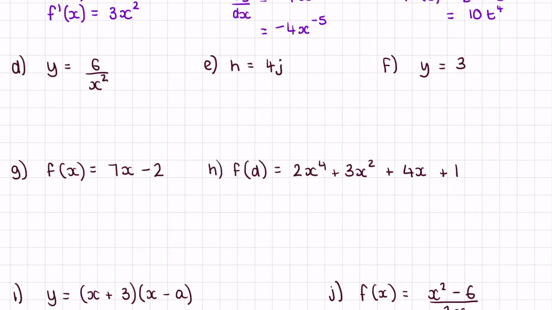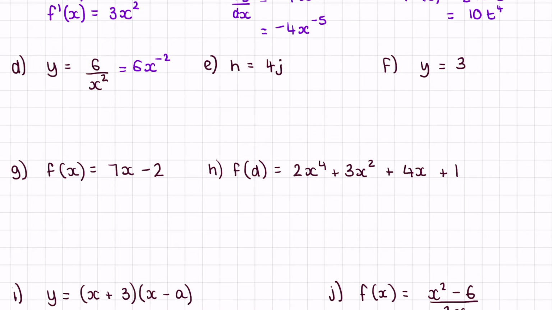Part D, y equals 6 divided by x squared. Once again with these, we don't want it to be a fraction. So the first thing we're going to do in this situation is change this so it's no longer a fraction, which would be 6 and then x to the power of negative 2. So we just use our index law knowledge there to bring the x squared up, and we just make the power negative. Now we just do the same process as we've done before.